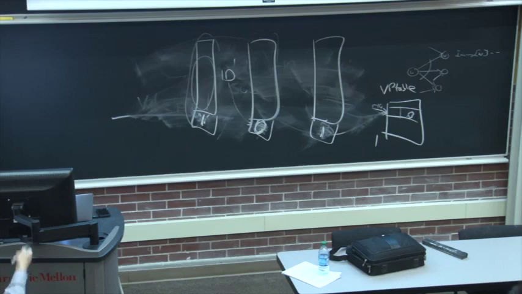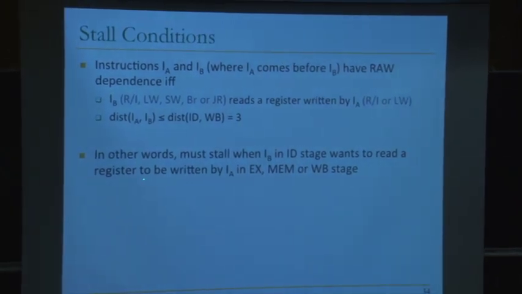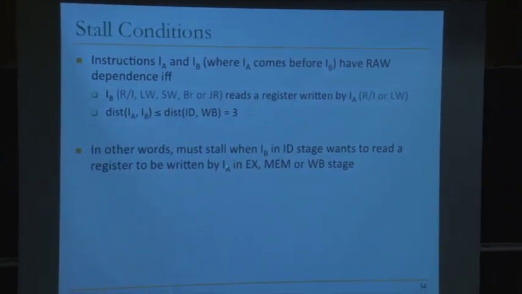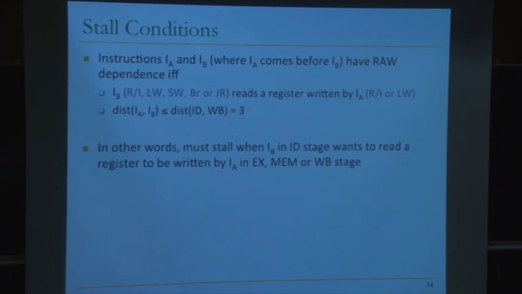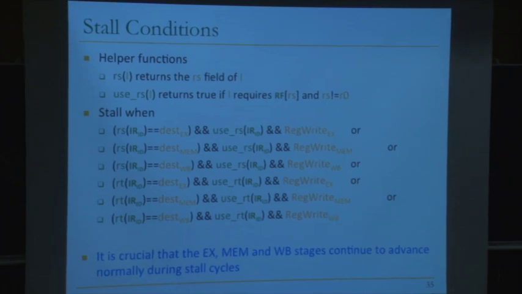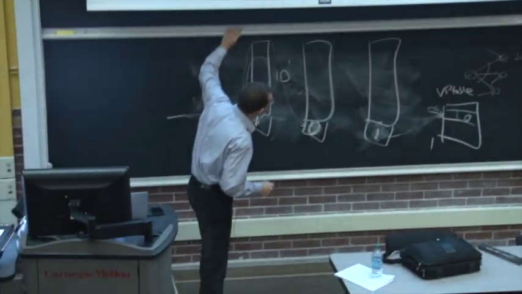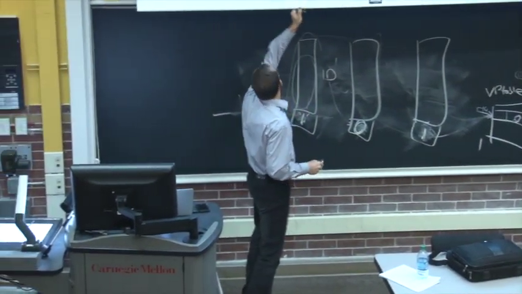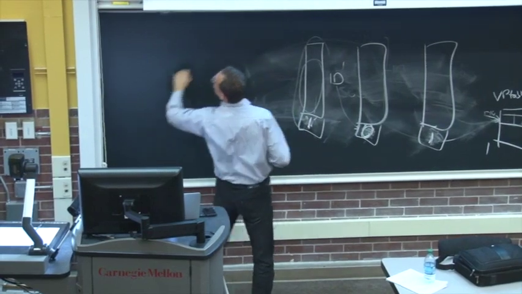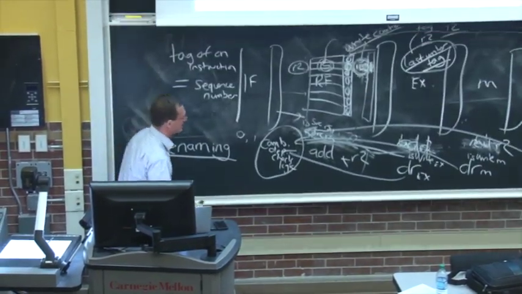Basically, how do you implement the stalling? You must stall when instruction B is in the ID stage and wants to read a register that's to be written by instruction A in the execute, memory, or write back stages, and this is basically the logic that I sketched here. Well, I guess it's escaped us now. Somewhere over there. I'll get it back. Yeah, this is the logic basically.